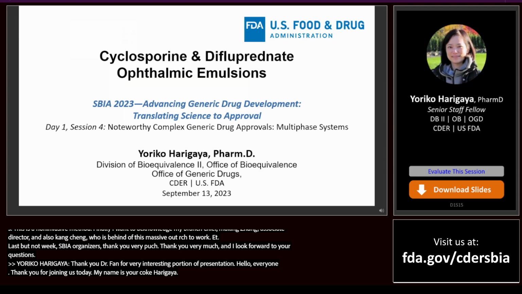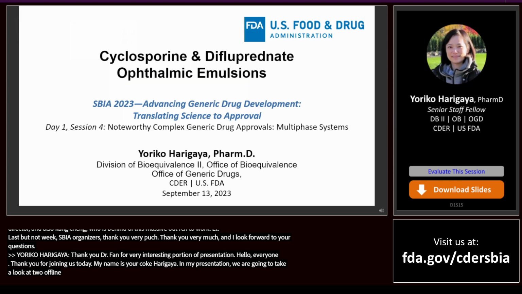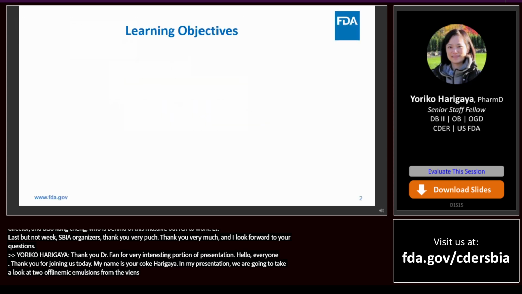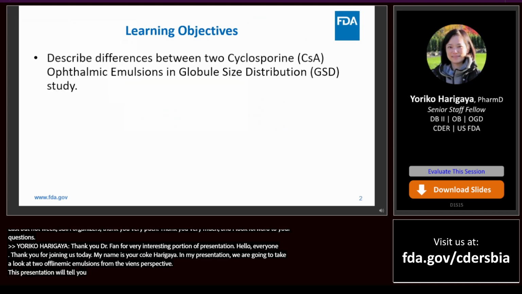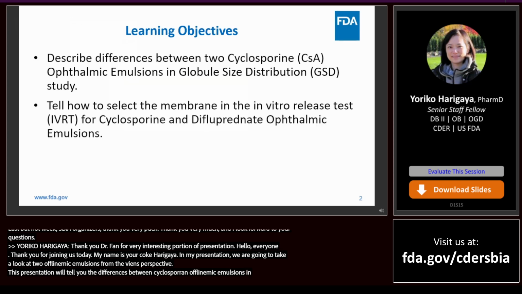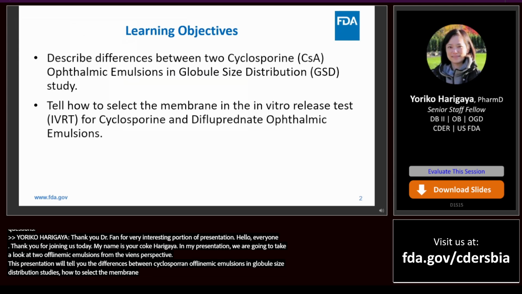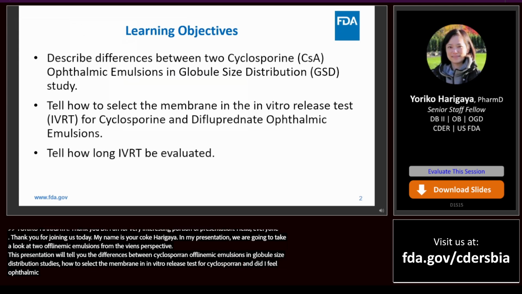In my presentation, we are going to take a look at two ophthalmic emulsions from the bioequivalence perspective. This presentation will tell you the differences between two cyclosporine ophthalmic emulsions in globule size distribution studies, how to select the membrane in in vitro release test for cyclosporine and difluprednate ophthalmic emulsions, how long in vitro release tests should be performed, and what is a discriminative in vitro release test.